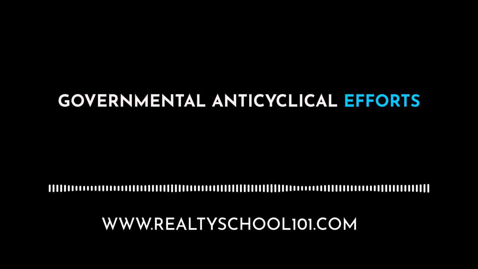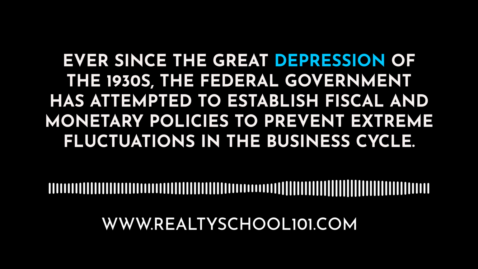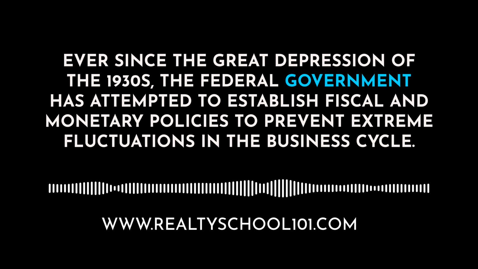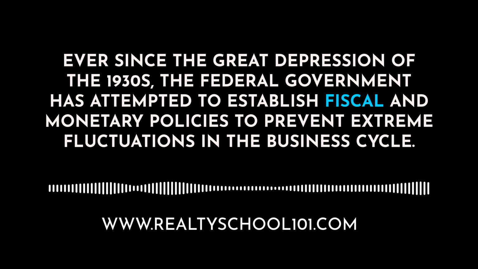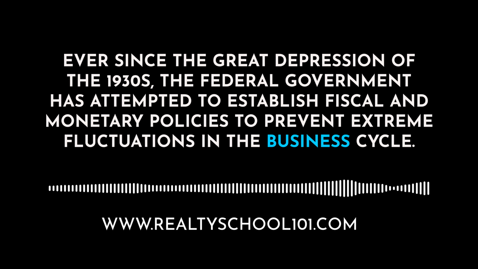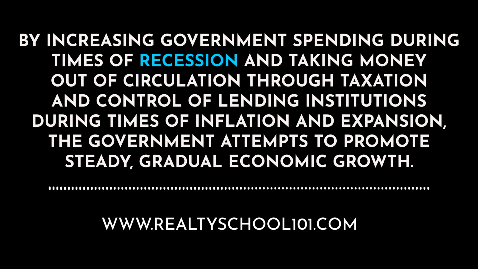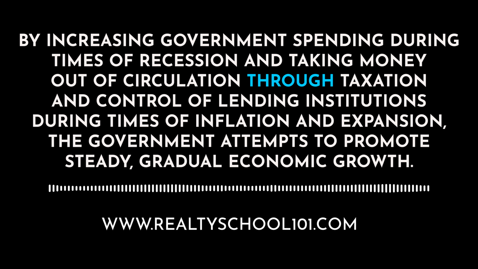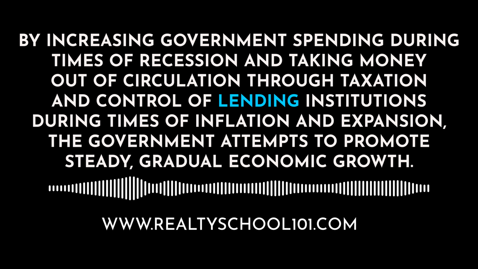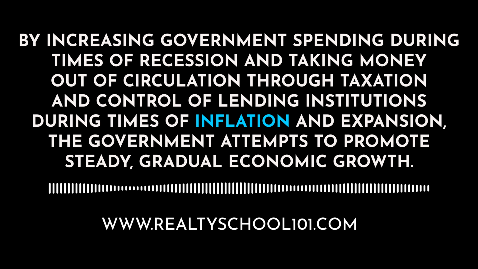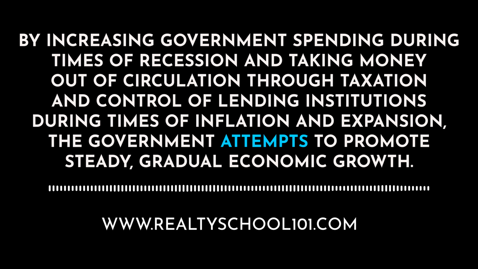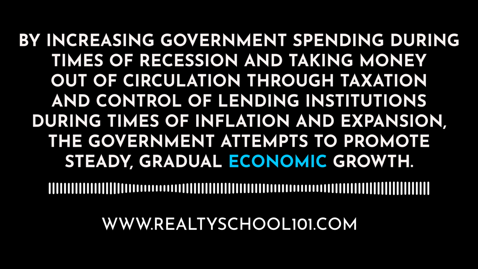Governmental anti-cyclical efforts. Ever since the Great Depression of the 1930s, the federal government has attempted to establish fiscal and monetary policies to prevent extreme fluctuations in the business cycle. By increasing government spending during times of recession and taking money out of circulation through taxation and control of lending institutions during times of inflation and expansion, the government attempts to promote steady, gradual economic growth.